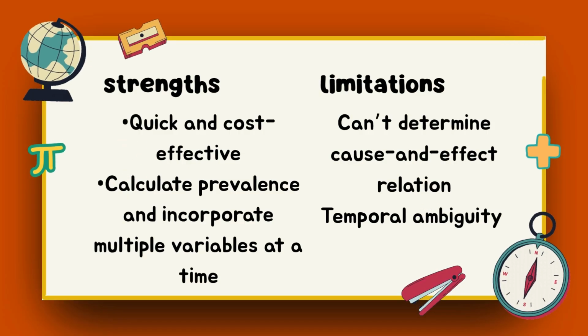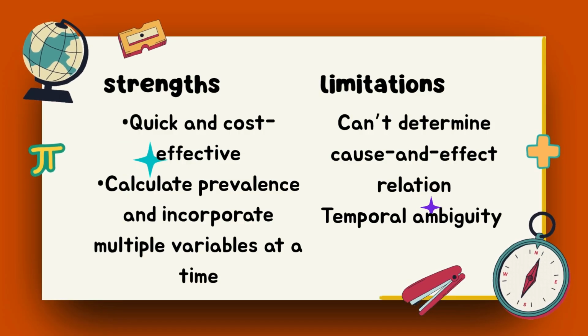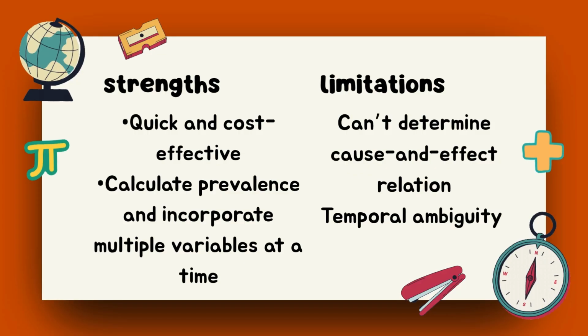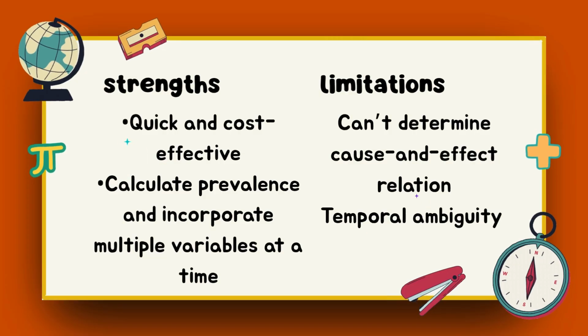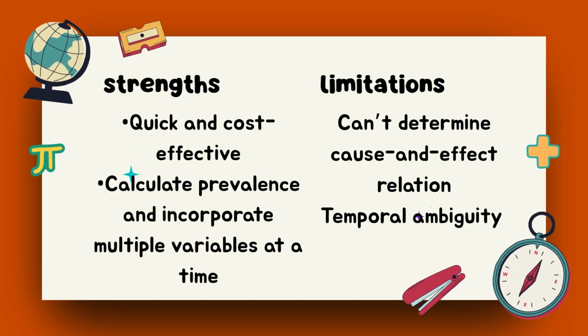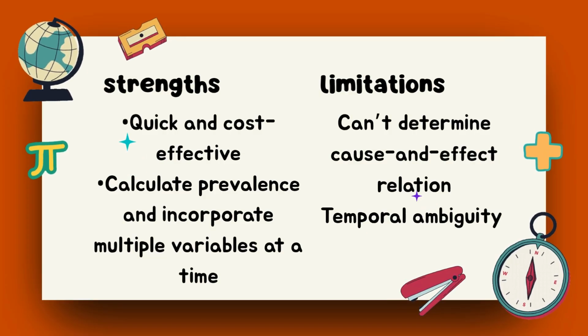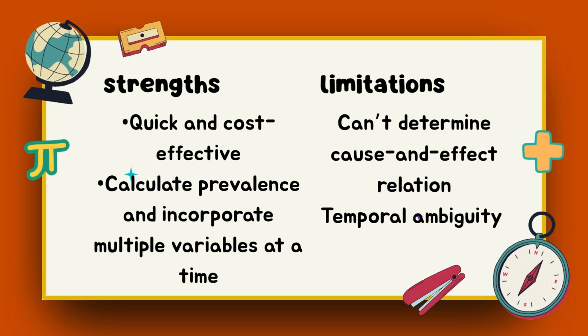But the catch. Still can't definitively prove cause and effect. And the big issue is temporal ambiguity. Temporal ambiguity. Yeah. Meaning you don't know which came first. Exactly. Did the high BMI come before the high blood pressure or the other way around? Oh. Or did something else cause both?